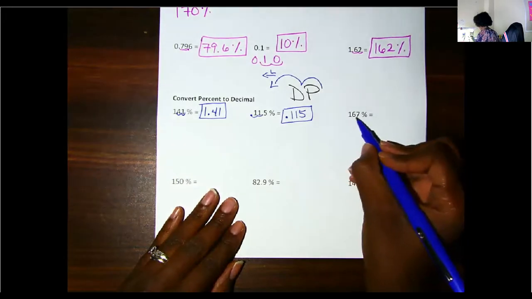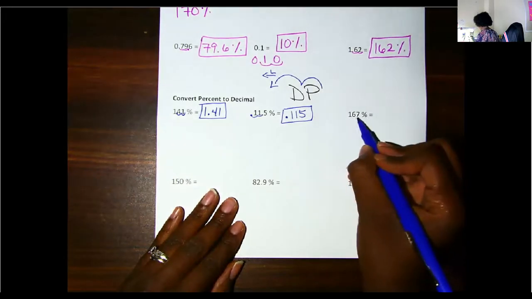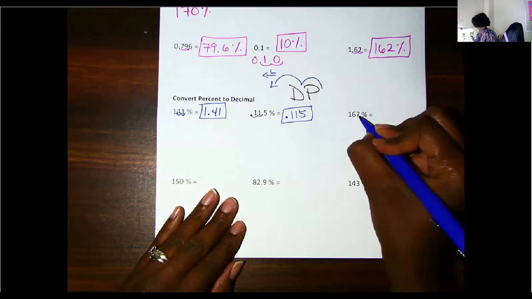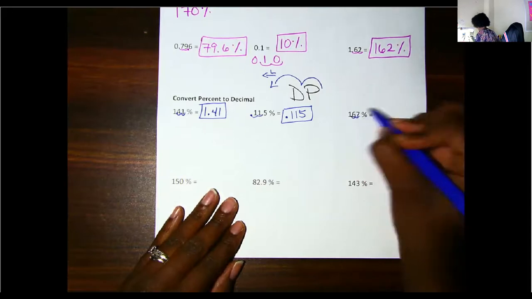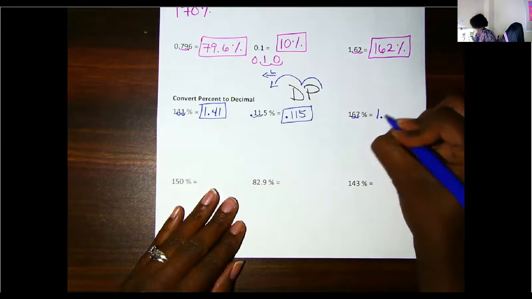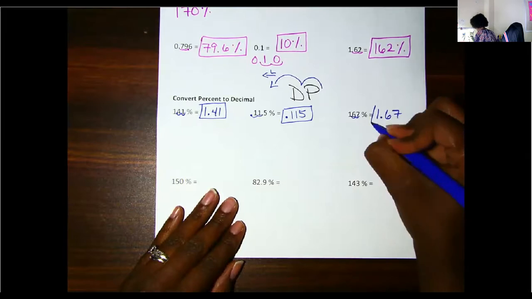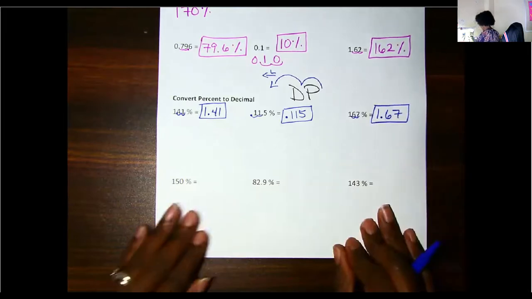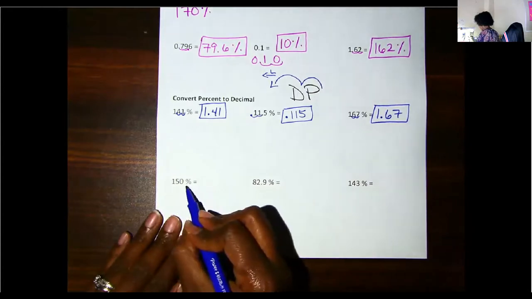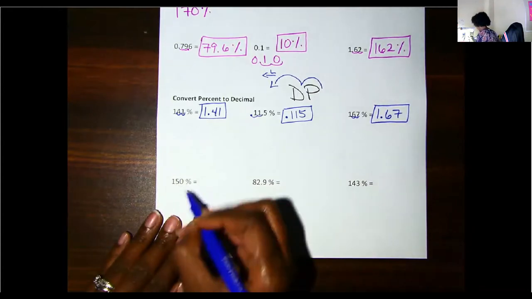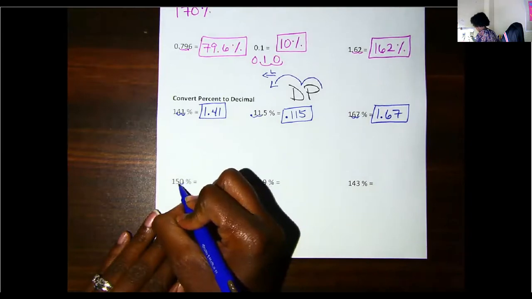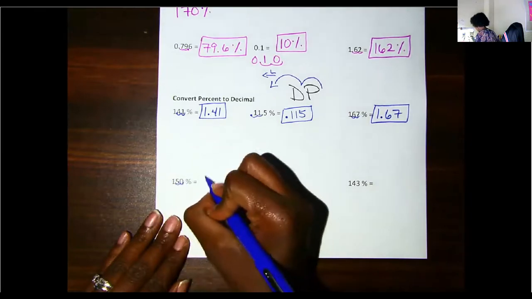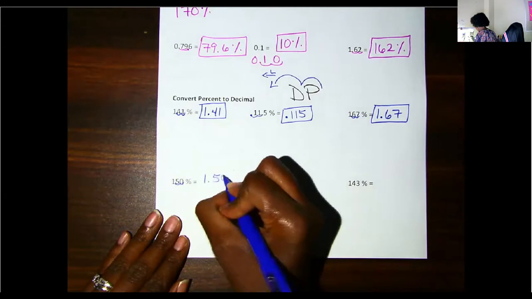Okay, I have 167%. I have no decimal, so I start at the back. 1, 2. Drop the percent sign. I have 1.67. 150%. Again, I have no decimal, so that means I'm starting at the back. 1, 2. Drop the percent sign. I have 1.50.